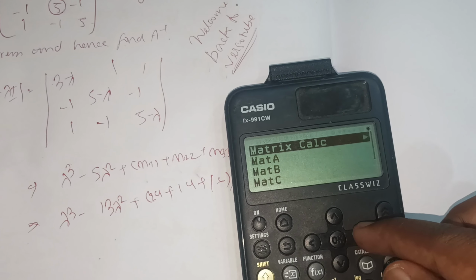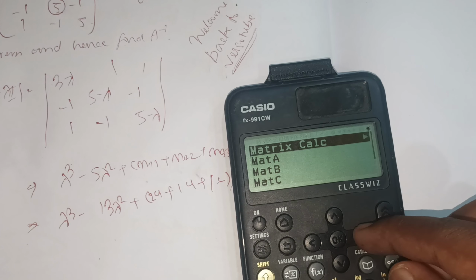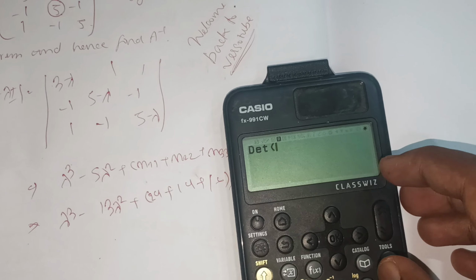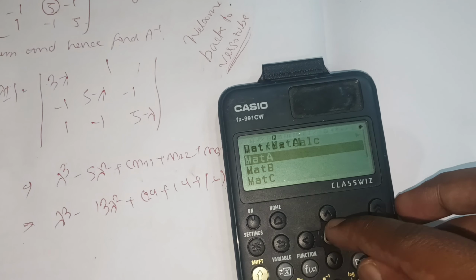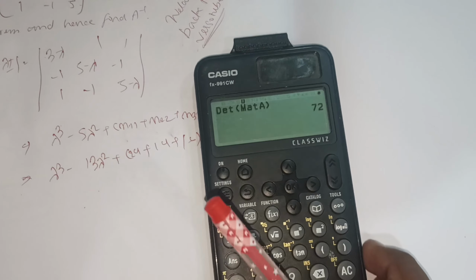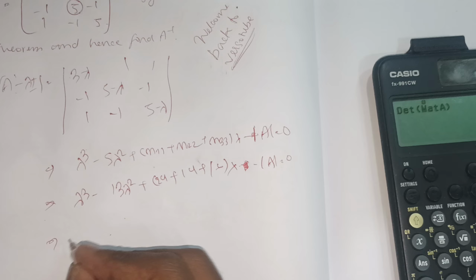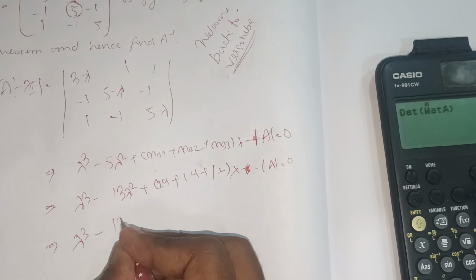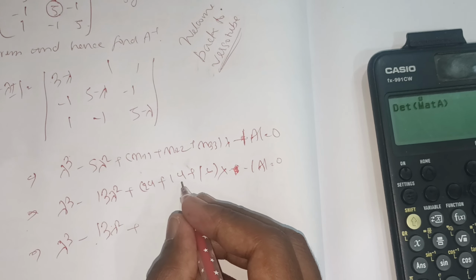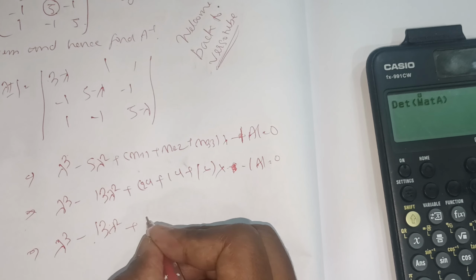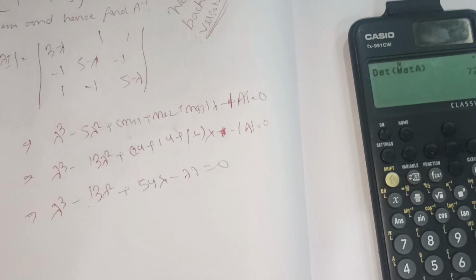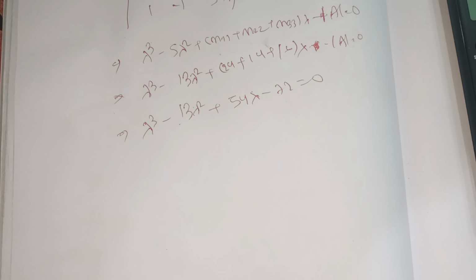Next catalog, matrix, next is mat, calculate determinant. So here select determinant, next mat A, close. So here you are getting 72. So write it here: 72. Lambda cube minus 13 lambda square plus, what is this, 30 plus 24, 54 lambda minus 72 equal to 0.